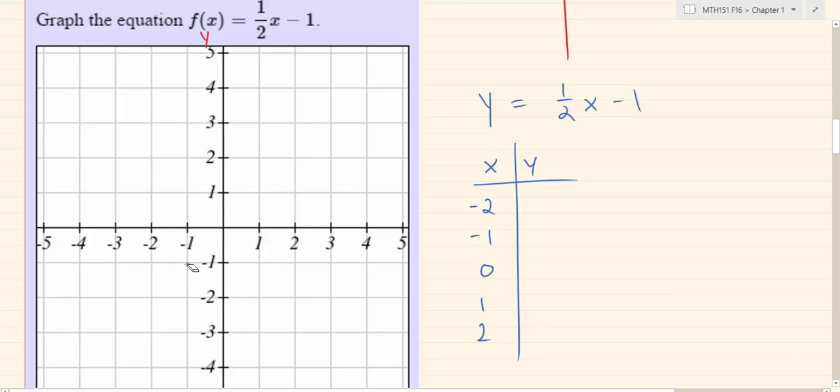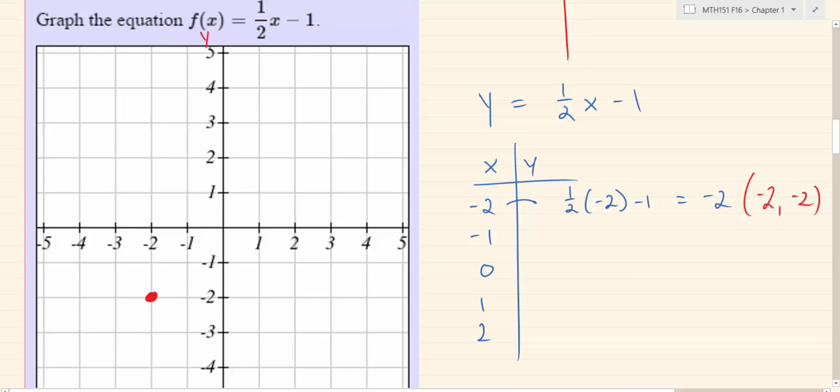So then what you do is you take each number and you do this. You take that number, you plug it into the equation. So 1/2 times -2 minus 1. And so 1/2 times -2 is -1. -1 minus 1 is a -2. And so now we have an ordered pair, the x coordinate, -2, and the calculated y coordinate, -2. And we would plot a point right there. Okay? And then you do this again.